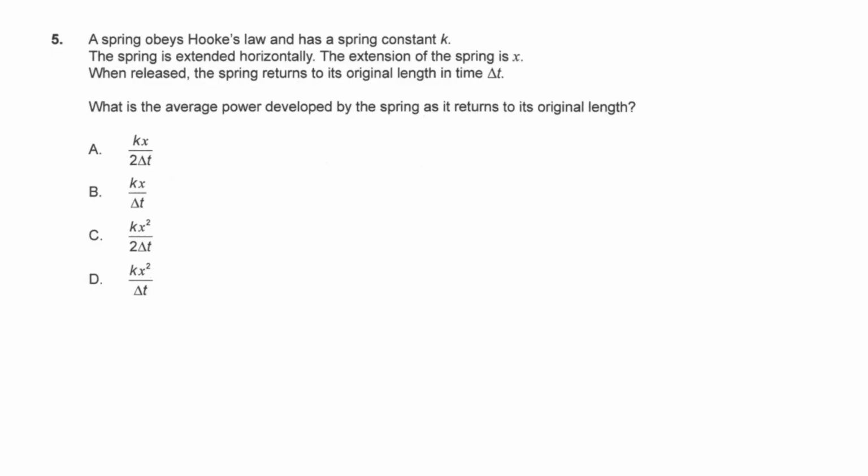IB Physics M2025, Time Zone 2, SL Paper 1A, Question 5. A spring obeys Hooke's law and has a spring constant K. The spring is extended horizontally, and the extension of the spring is x. When released, the spring returns to its original length in time delta t.